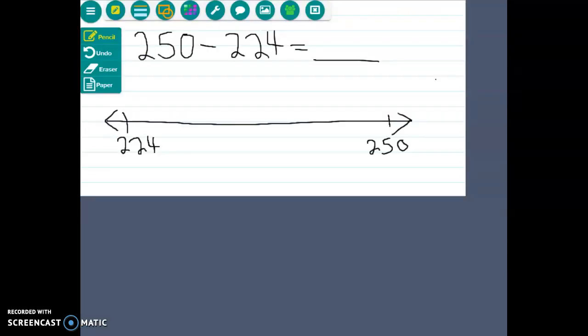Okay, let's go ahead and solve this problem. We have 250 minus 224. The first thing I did on my open number line was write 224 right here. This is my smaller number. I'm going to be adding up to 250. The first thing I'm going to do is change 224, or should I say make 224 a friendly number. And the way I'm going to do that is by adding 6 to my 4. I know that 224 plus 6 will give me 230.